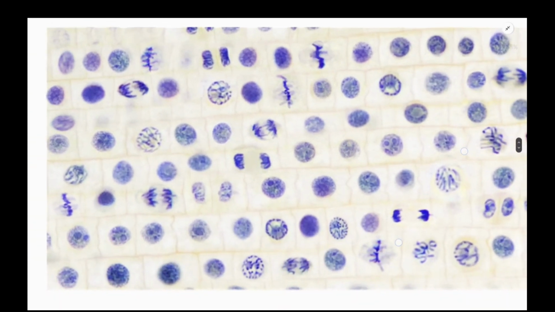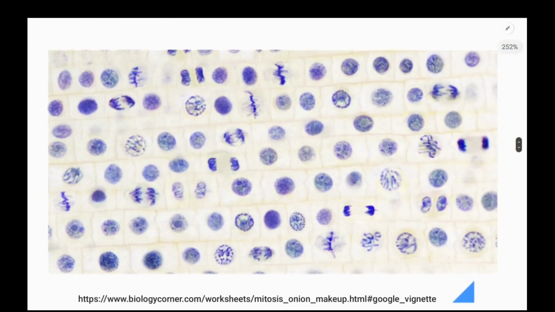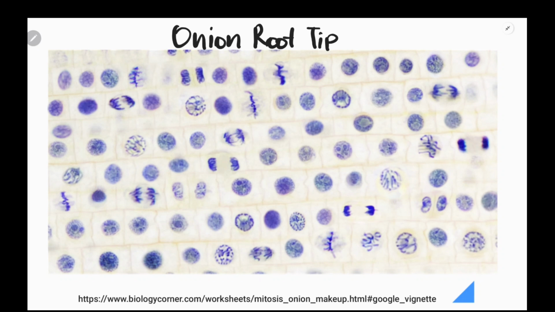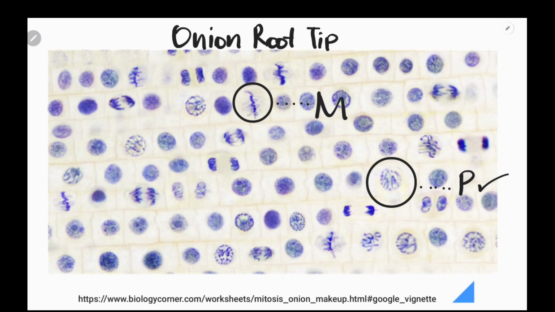The visualization of mitosis can be done by conducting the famous onion root tip experiment, where sections of the onion root tip are cut, stained, and viewed under a microscope to easily observe different phases of mitosis on the plant cell. To test your knowledge, what do you think is the phase of mitosis this cell is undertaking? If you said prophase, you're right. Next, what about this cell? If you said metaphase, that's correct.